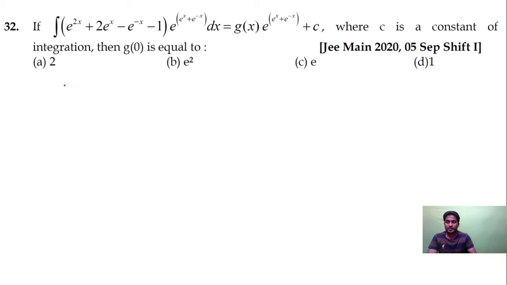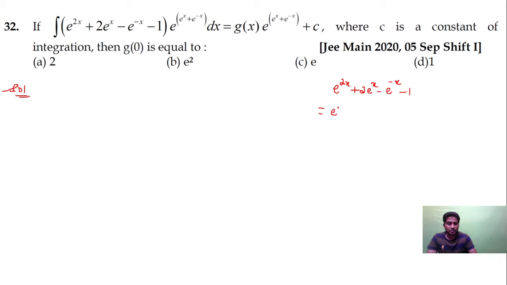Okay, follow carefully. I am supposed to find out what is g of 0. First bring it to this form and then find out what is g of 0. Okay, now listen. First we will simplify this: e to the power of 2x plus 2 into e power x, minus e to the power of minus x minus 1.